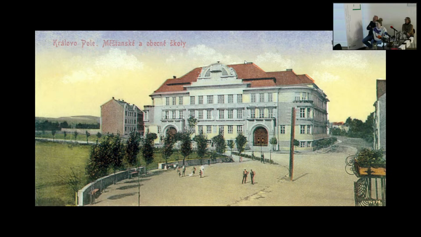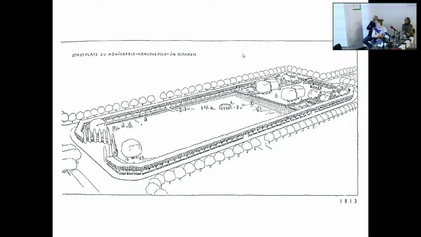Okay, so this is his design from 1913. He was 32 years old when he designed this park, which is amazingly young. And he designed this space to be, as I said, open for play. So in the design you see the groups of playing children, which is very central to his idea of space. So he made a very simple proposal.